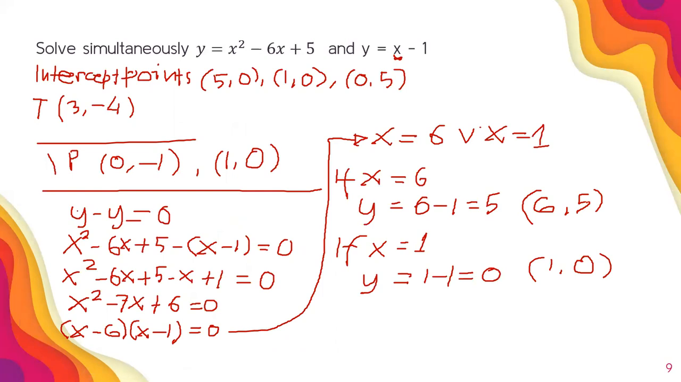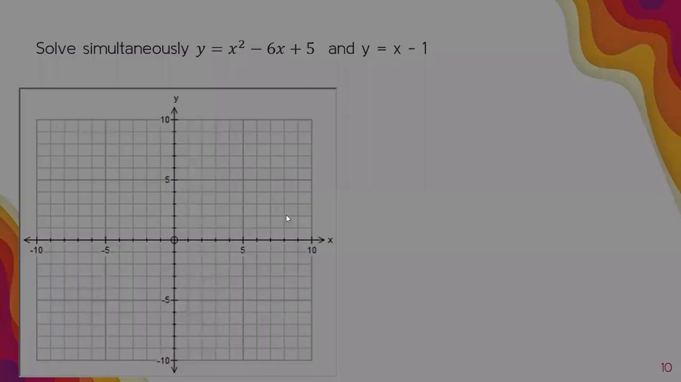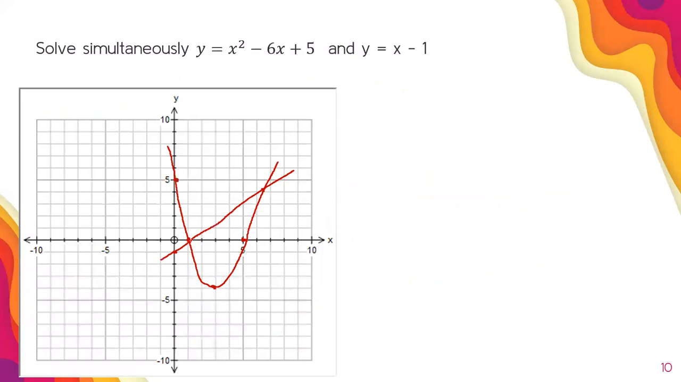6.5, the first intercept point, and 1 comma 0 is the second intercept point. So this is the second intercept point, and this is the first intercept point 6.5, and this one 1, 0. So 2 intercept points.